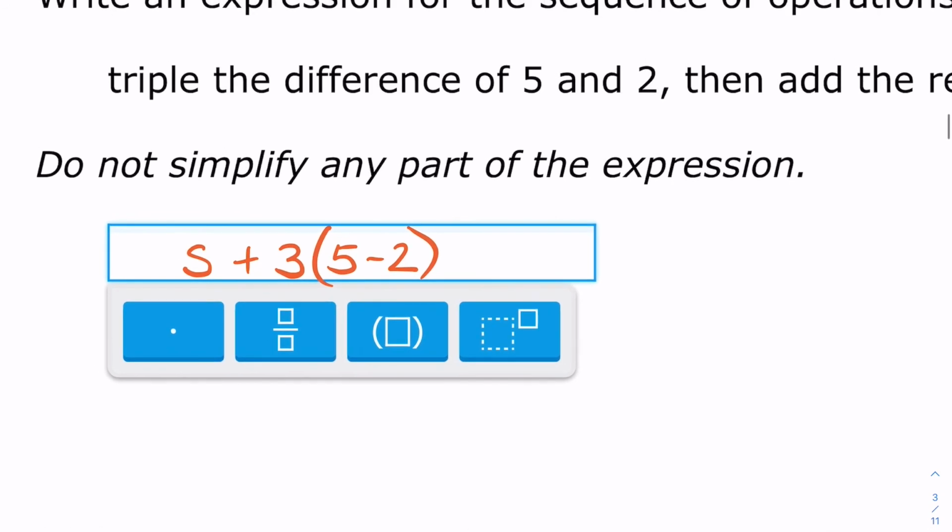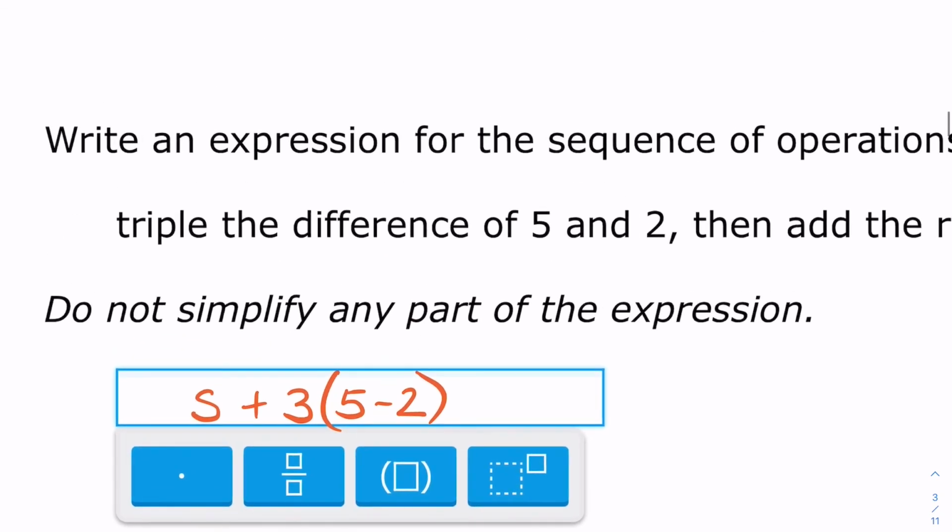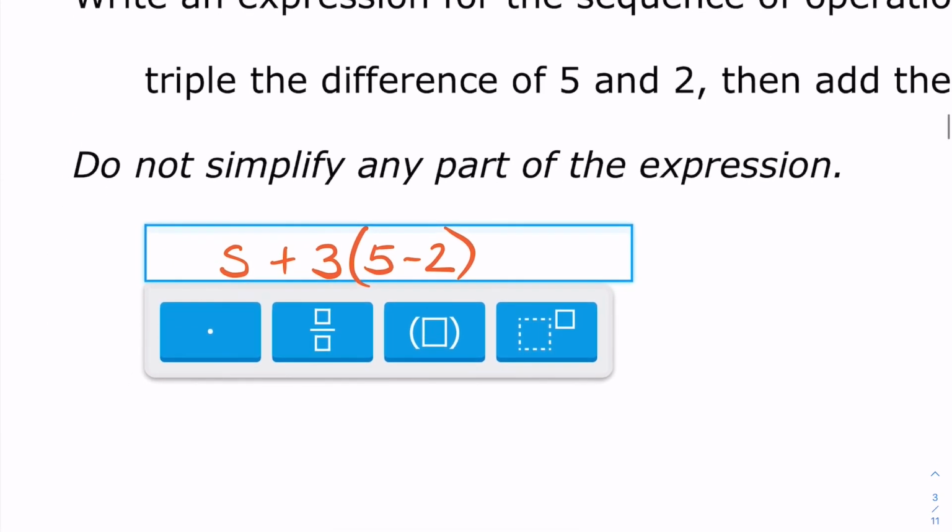Now be careful. It says do not simplify any part. So some of you are going, oh, Mr. Wright, can't I just do 5 minus 2? That's 3. 3 times 3 is 9. It's not asking for you to do any algebra. It's asking you to write that expression. So don't do any algebra here. Just write it out.